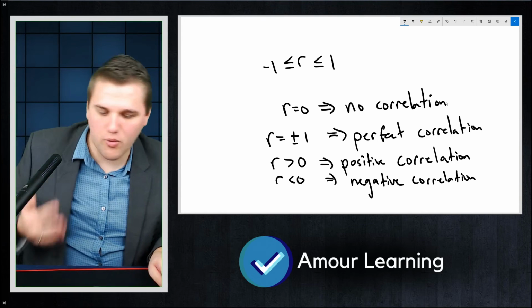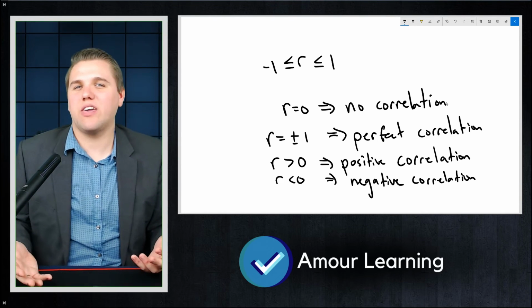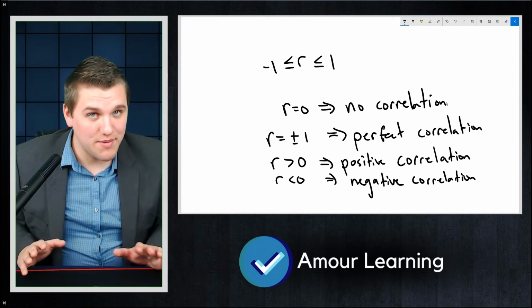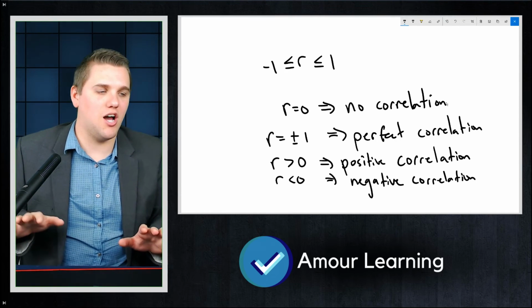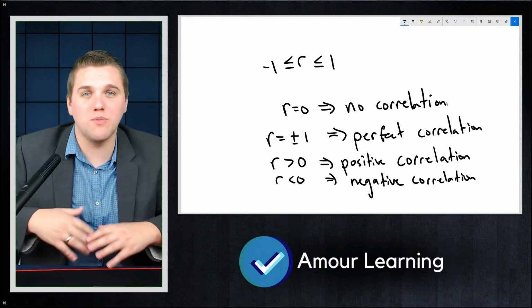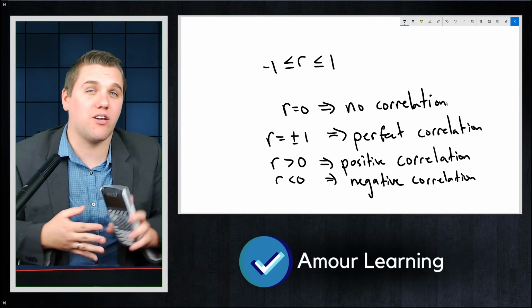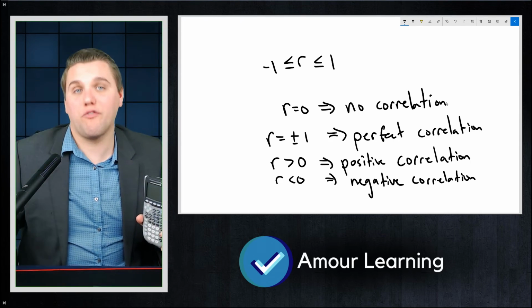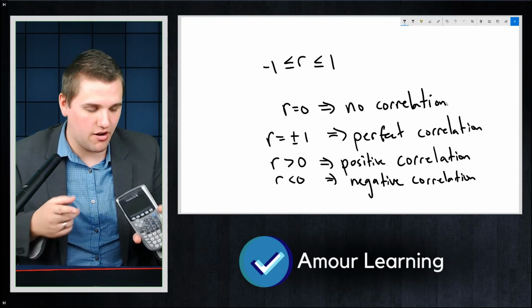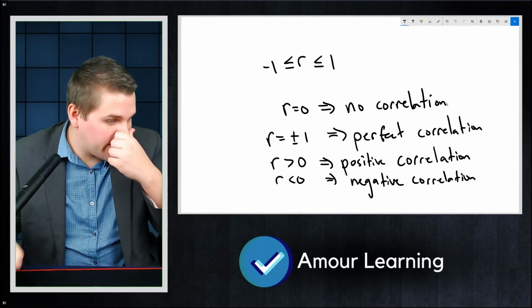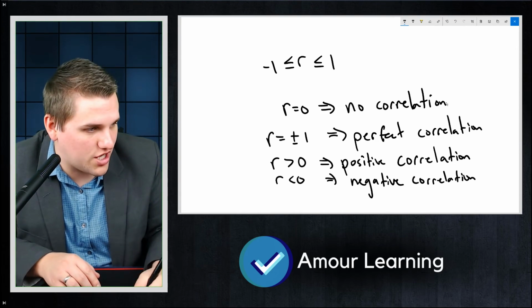Now, a really good follow-up question to all this is, how do you calculate r? Well, we're not going to be talking about that so much in terms of formulas. We're going to be actually calculating r and the coefficient of determination, which we'll talk about in a second here, using our calculator. So now let's get into the coefficient of determination.